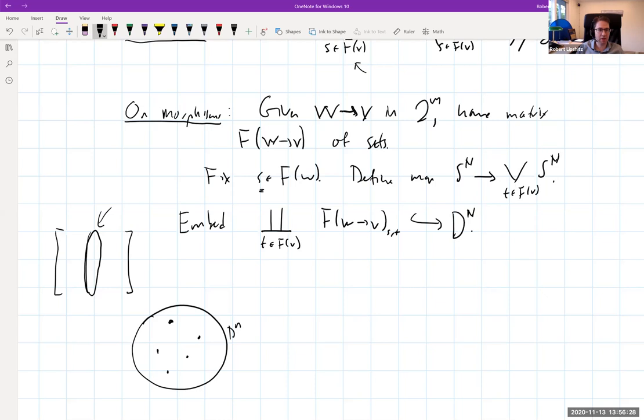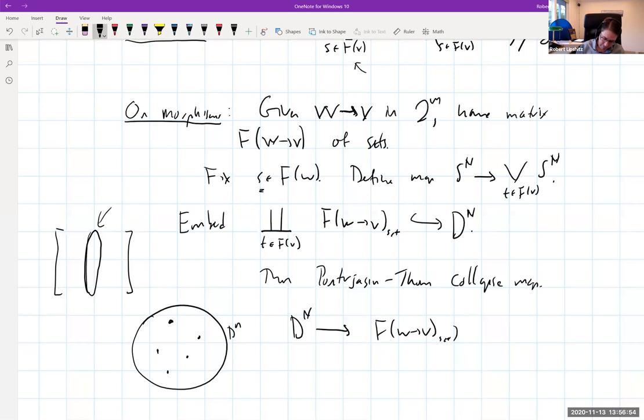Then there's a Pontryagin-Thom-like collapse map, which takes D^N to the disjoint union over T of F of W to V sub S T, mod boundary. What on earth?